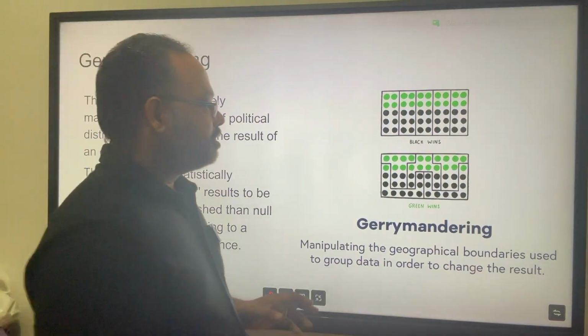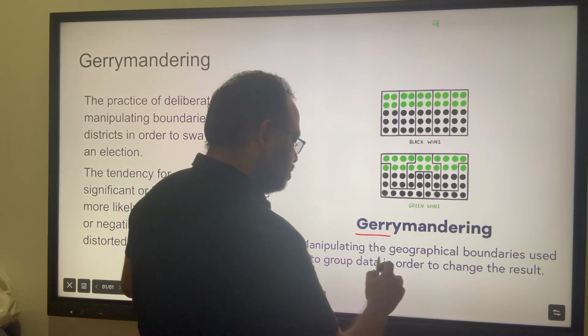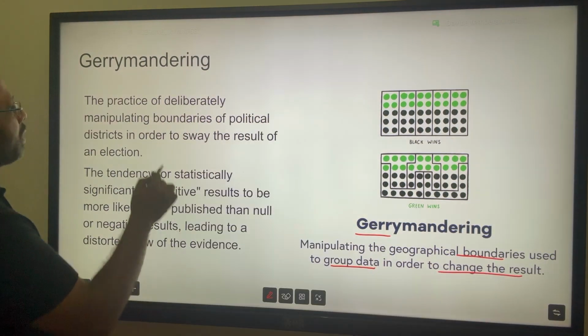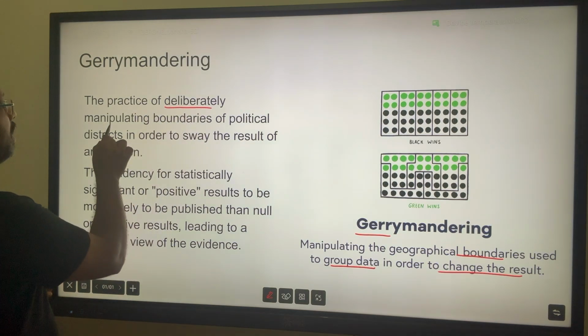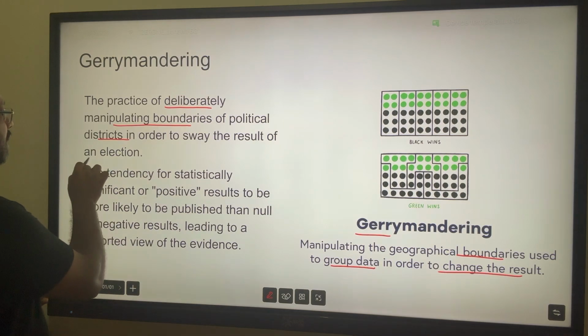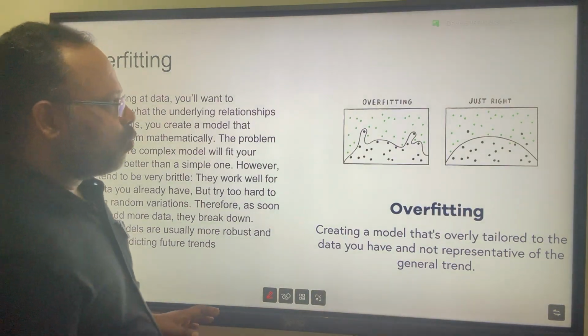Next on the list is gerrymandering. It is manipulating the geographical boundaries which are used to group the data in order to change the results. So the practice of deliberately manipulating boundaries of political districts in order to sway the result of an election is called gerrymandering. Next important fallacy is overfitting.